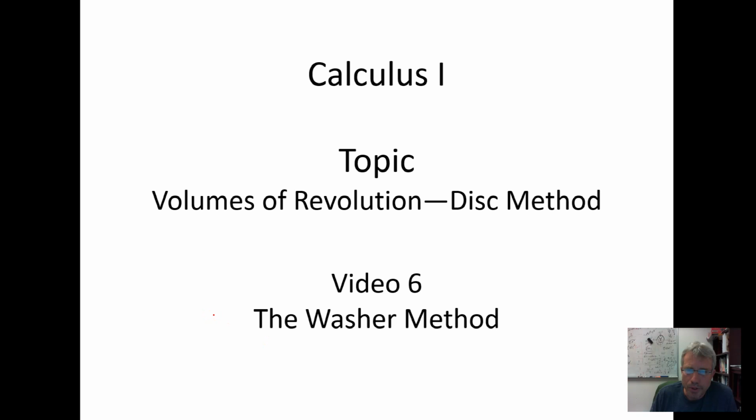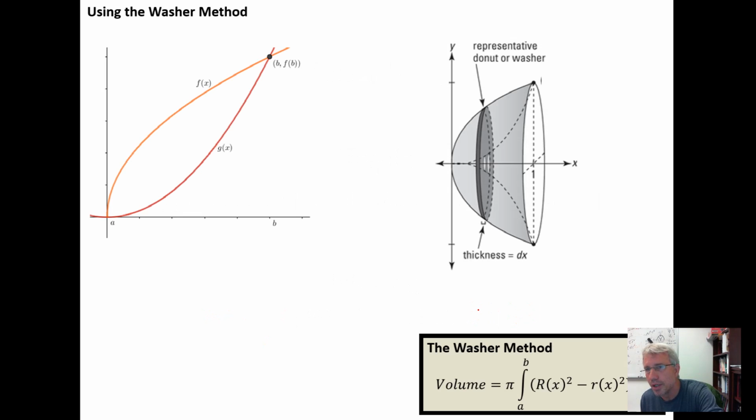So in this video, we're going to conceptually develop the washer method, which is just an extension of the disk method for finding volumes of revolution. And here's the idea. Suppose that we have a region, I'm going to call this region R, bounded above by f of x and bounded below by g of x.